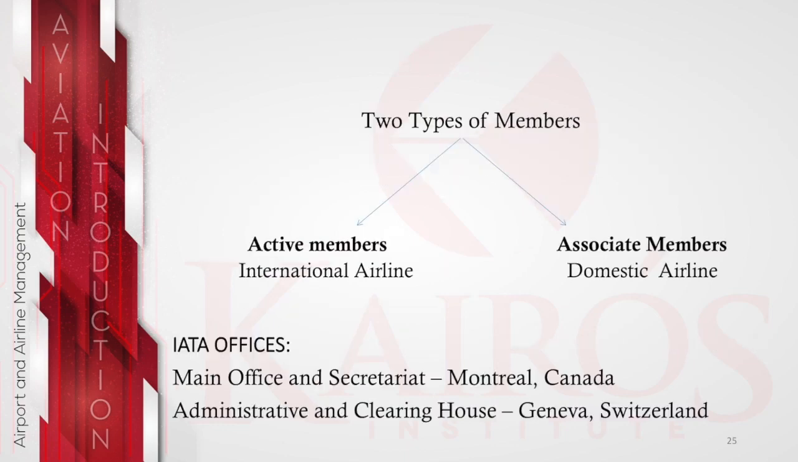There are two types of members in IATA. We have the active members and the associate members. The active members consist of international airlines and the associate members consist of domestic airlines. IATA offices, the main office or the headquarters and the secretariat, is situated in Montreal, Canada. The administrative and the clearinghouse is in Geneva, Switzerland.